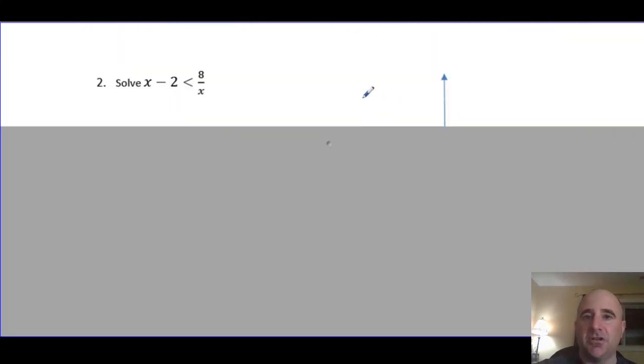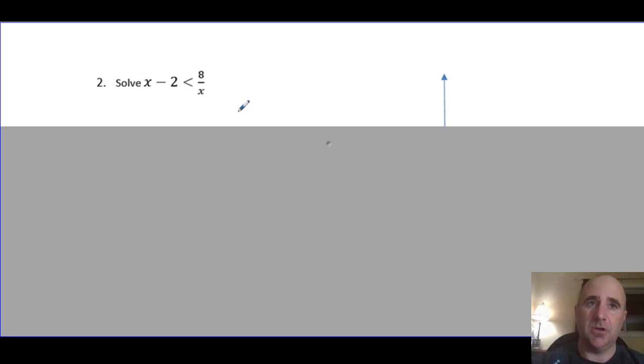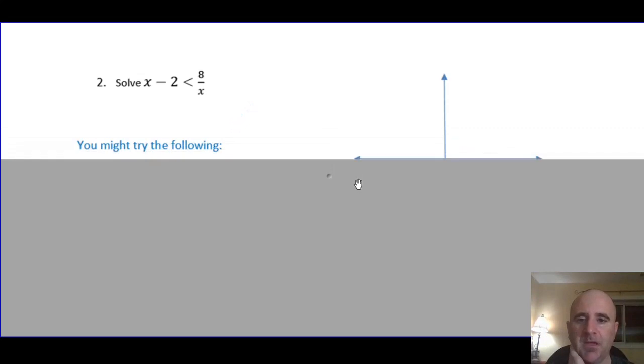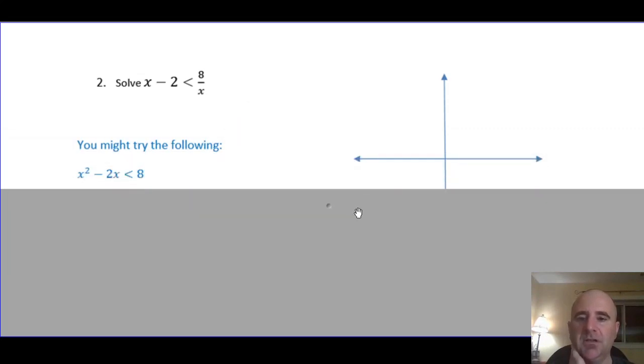So our first rational inequality is a fairly simple one. x minus 2 is less than 8 over x. So let's take a stab at doing this. Something we might try to do, and this is incorrect, by the way. I'm showing you something and we're going to look at it and try to figure out why it doesn't work.